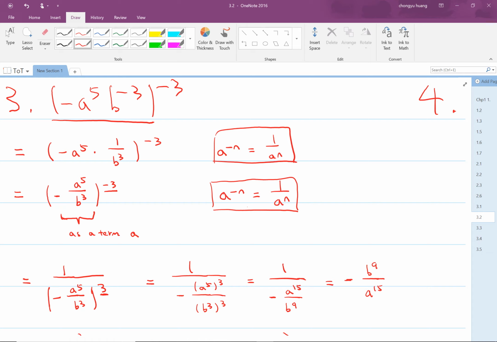If you don't know how to perform this kind of calculation, I'm telling you right now, whenever you have 1 over a fraction, you see there's a fraction as the denominator here, if you want to get rid of the 1, you just flip it. So you have 1 over negative a to the power 15 over b to the power 9. You flip it, and it becomes negative b to the power 9 over a to the power 15.